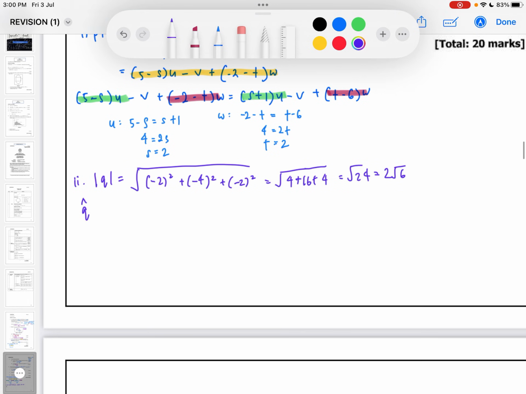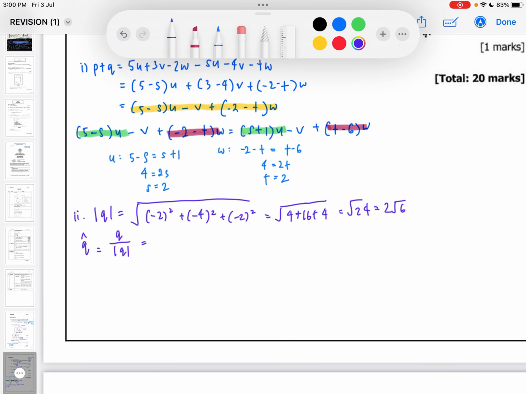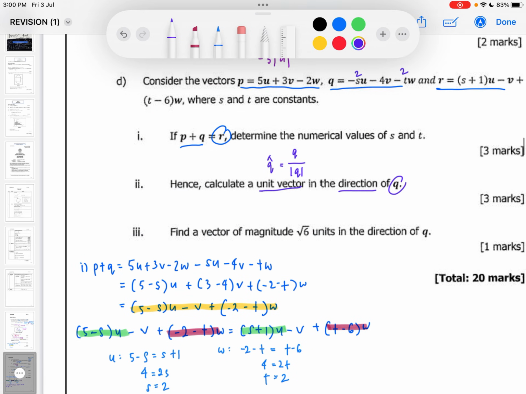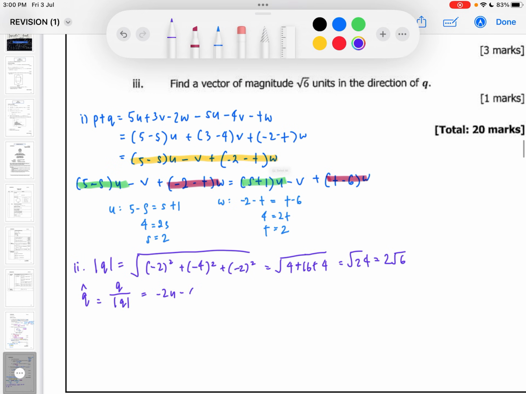So unit vector has this kind of symbol, this arrow thing. So it's going to be the original vector over the magnitude. So I'm just going to put in negative 2U, right, negative 2U minus 4V minus 2W. So that's going to be over 2 root 6.